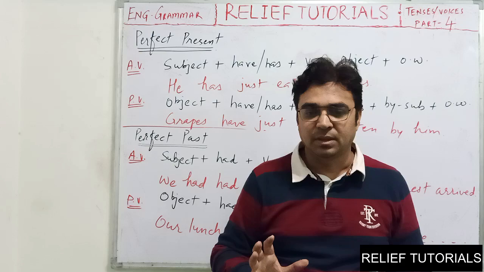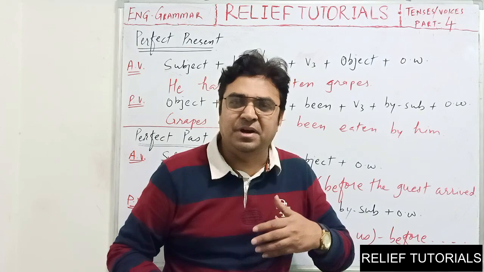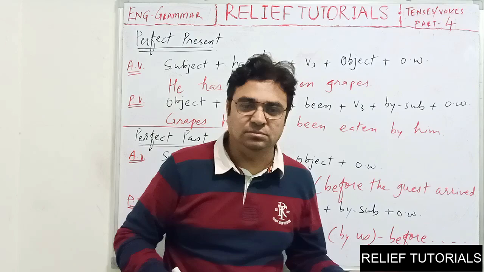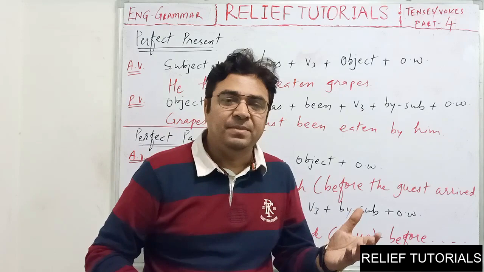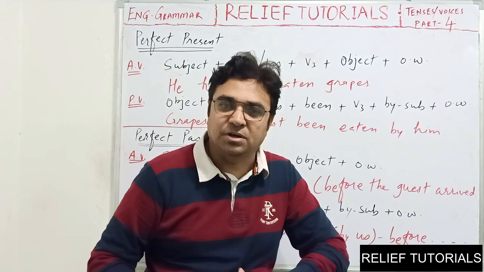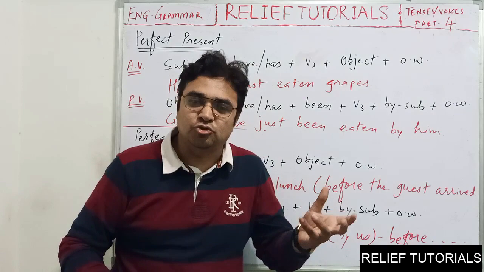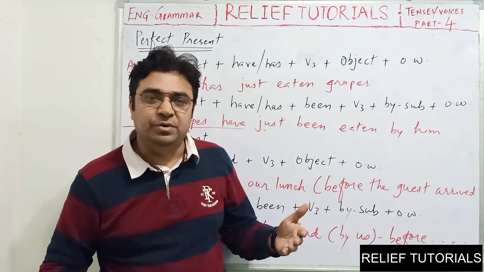Say, I've taken my breakfast, and if I go somewhere and they ask me, my stomach is already full and I don't have any desire to go for breakfast, so I would say, thank you, I have already had my breakfast. So the action of taking breakfast is already over, but it is heavy in my stomach, so I'm not willing to have another. So the effect of that breakfast is still on me. This is called: action is over, the effect is on. So this kind of situation goes with present perfect tense.